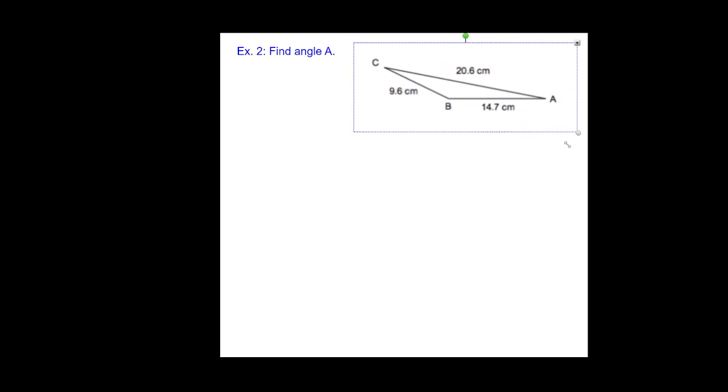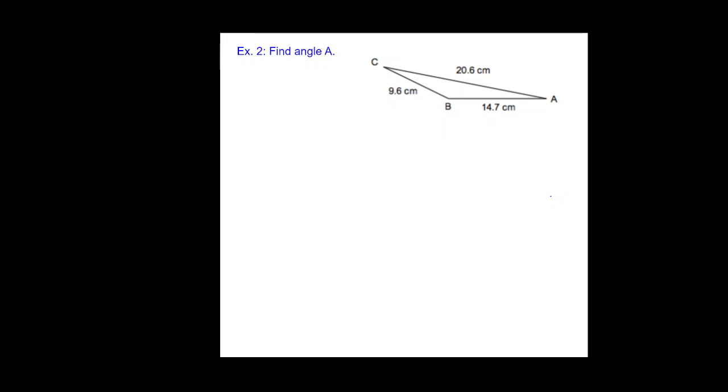So here we have a triangle. Let me just make that a little bit bigger so it's easier to see. And we're trying to find angle A. So I'm going to start by labeling the triangle with all of these different values. So here's angle A. That means that this is side length A. Here's angle B. So side length B is over here. And this must be side length C.